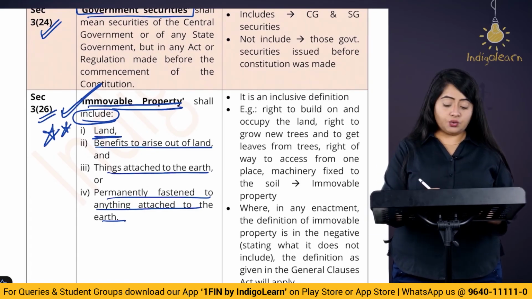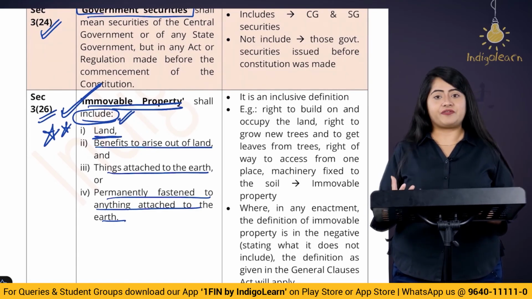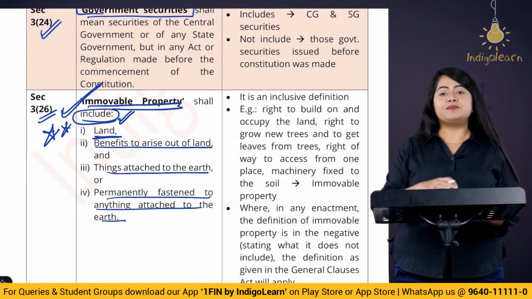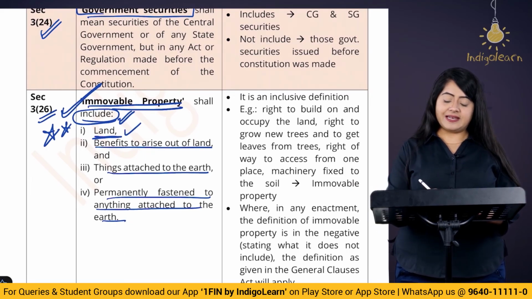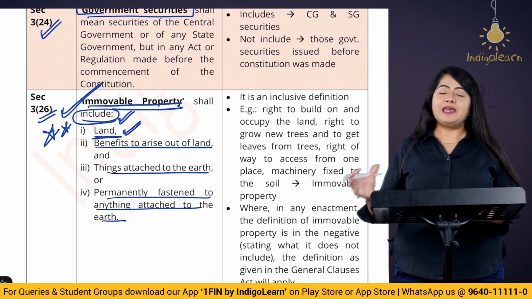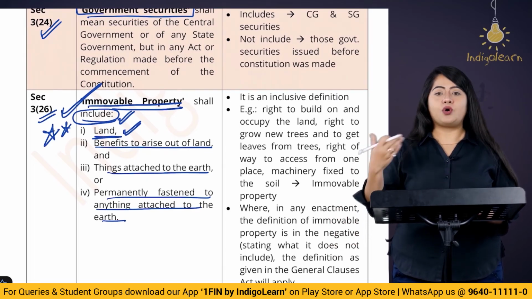Now, here the word include is used. That means this is an inclusive definition. It can include a lot many similar things. Okay, this is not an exhaustive definition. So here the first item is land. We understand what is land, right? Immovable property means the property which cannot be moved.